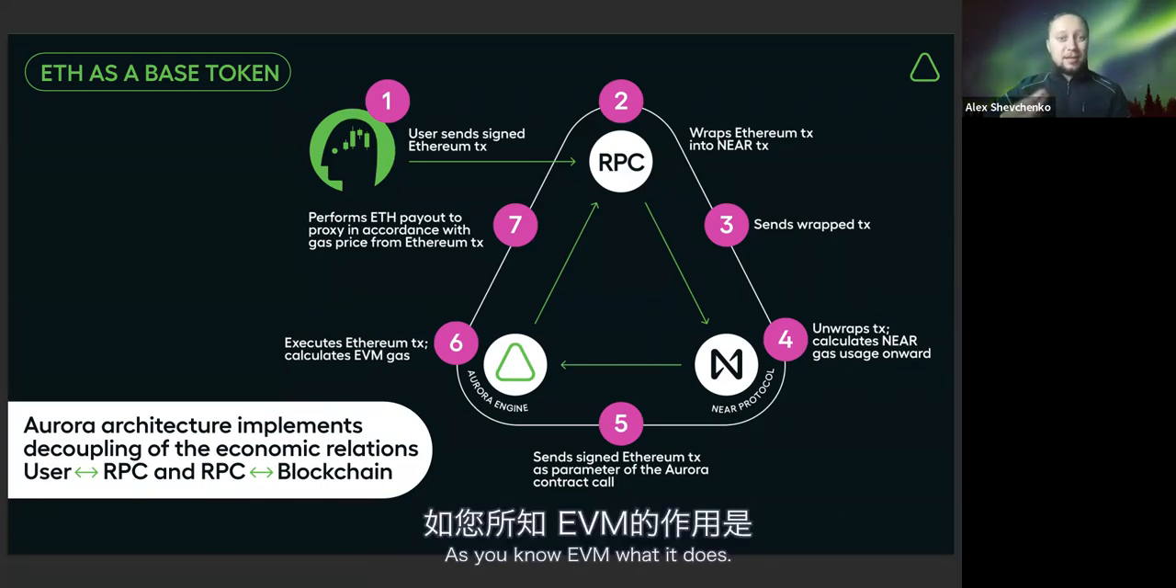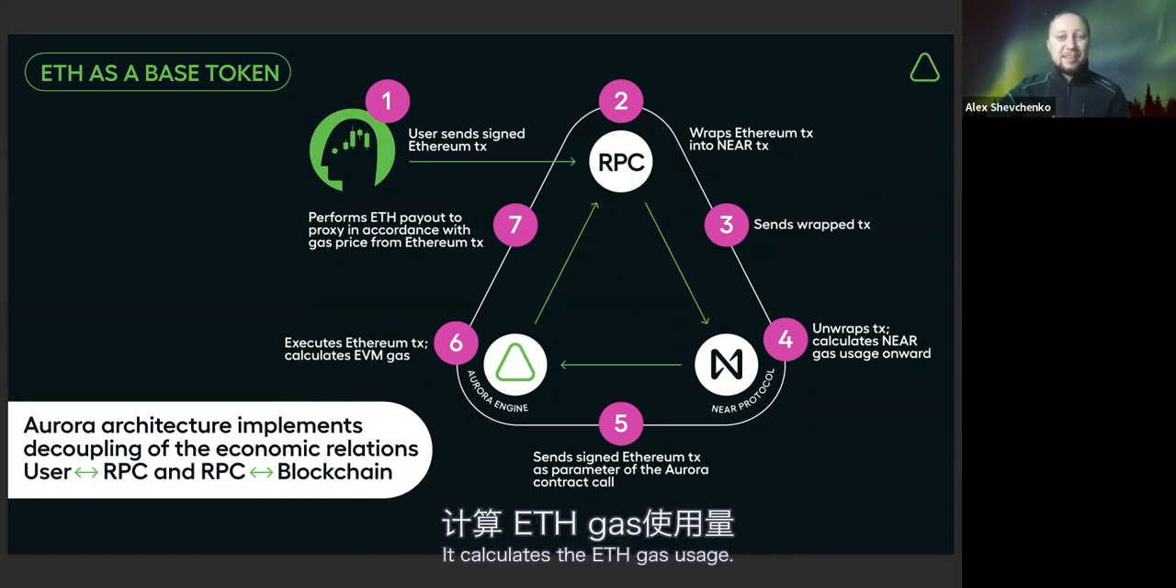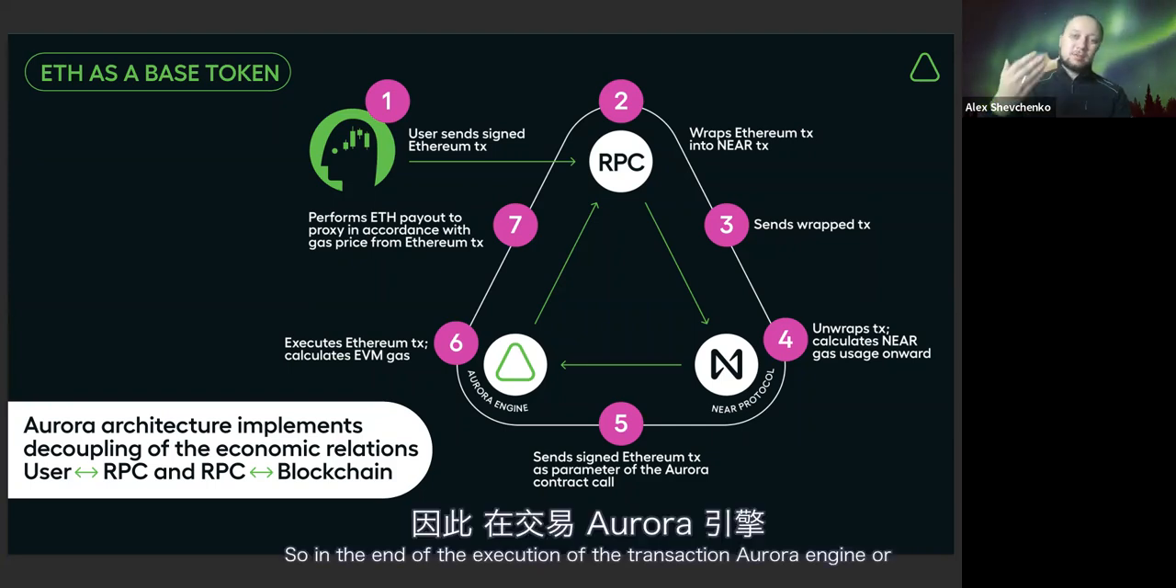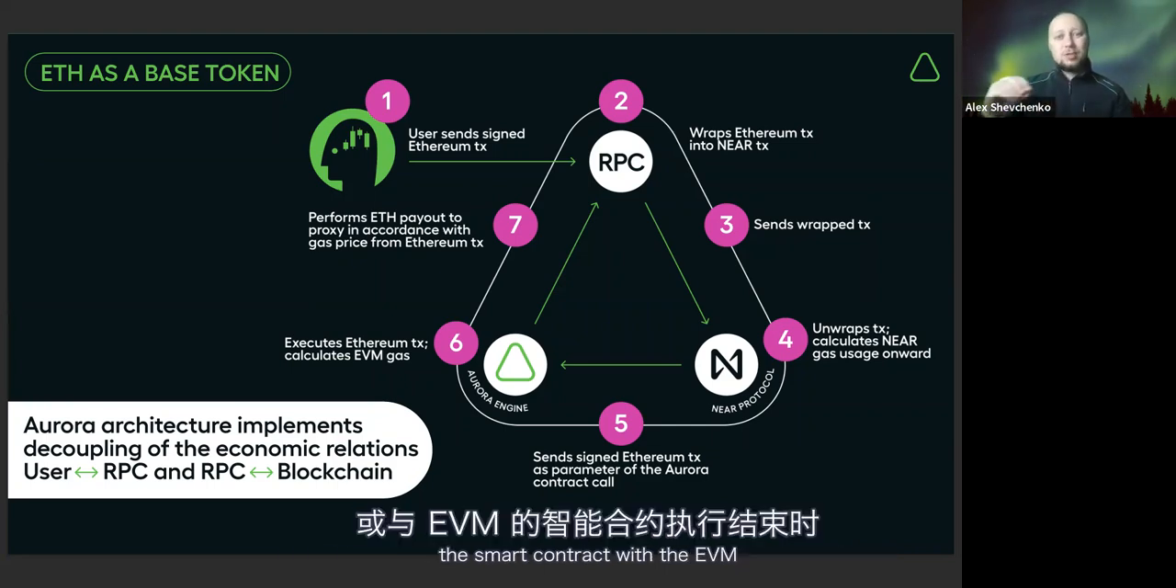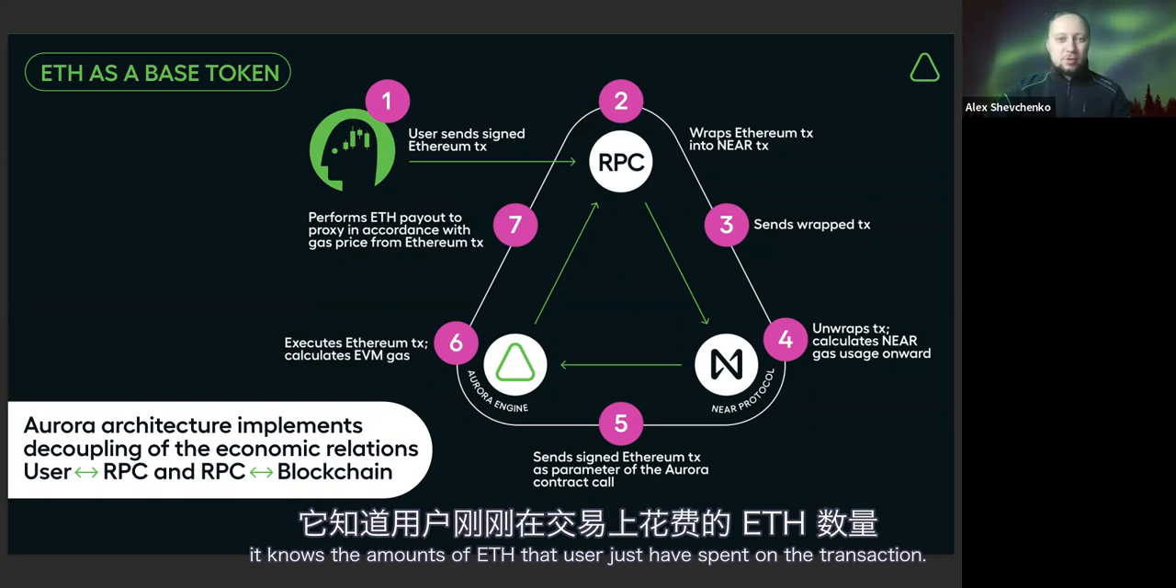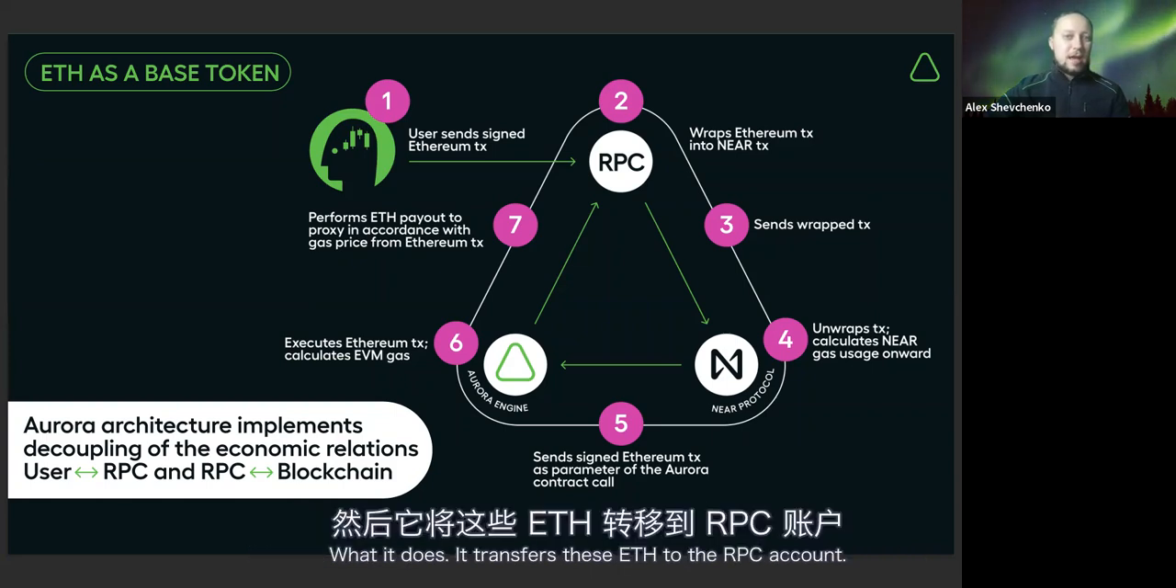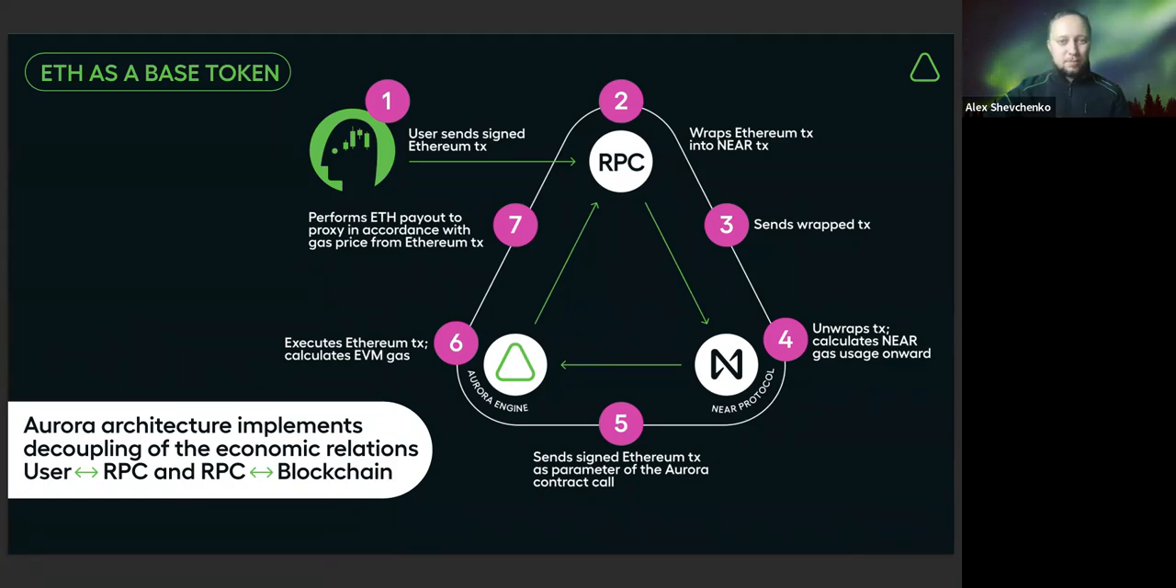And as you know, what the EVM does is calculate the ETH gas usage. So at the end of the execution of the transaction, the Aurora engine, or the smart contract with the EVM, knows the amount of Ether that the user just spent on the transaction. And what it does is transfer this Ether to the RPC account.